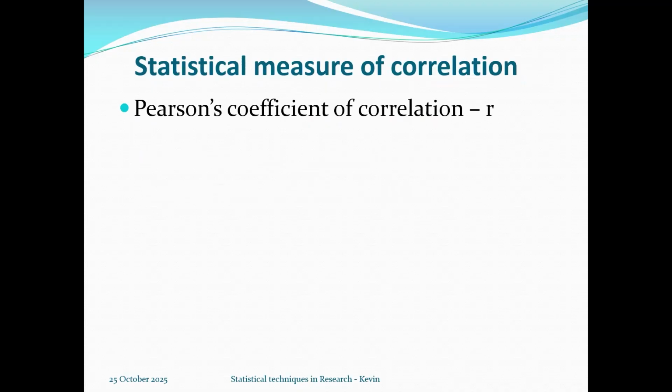Pearson's coefficient of correlation, R. So correlation is measured by R. There's a formula for that. The value that you get for R may be positive or negative. Positive means both the variables are moving in the same direction. If the R value is negative, one variable is increasing, the other variable is decreasing.